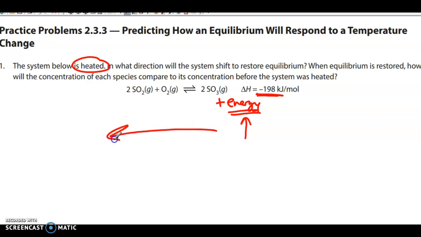So the shift that's going to happen here is it's going to shift to the left. So what will happen is the endothermic process, or the reverse reaction, the rate will increase. And then of course we'll have less product. The product is going to be decreased and the reactants are going to be increased in this particular case.